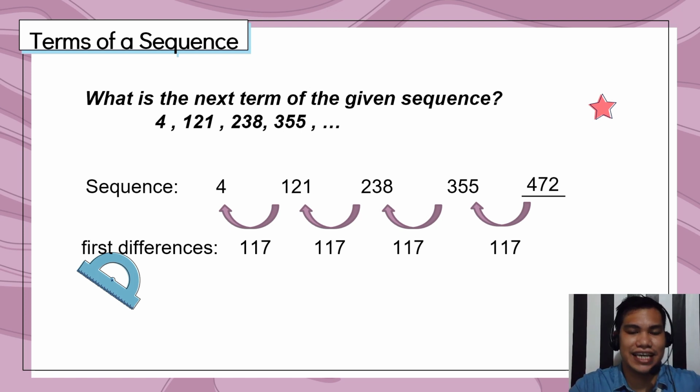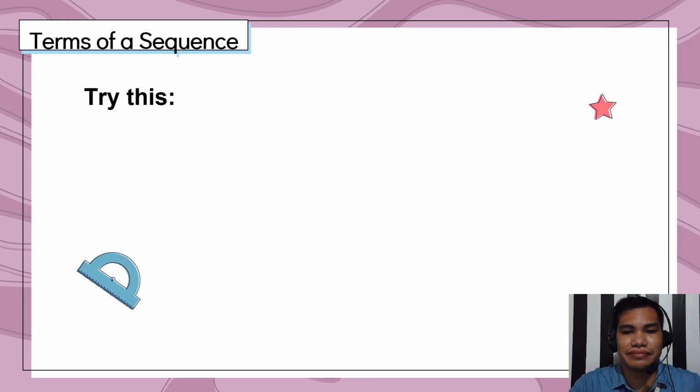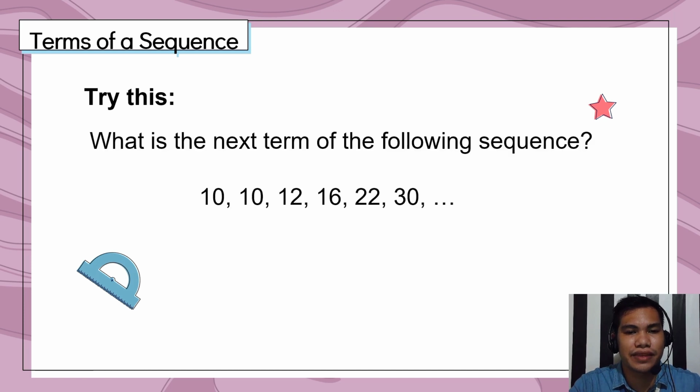Pansit. Sige. Now, it's your turn. You try this one. What is the next term of the following sequence? 10, 10, 12, 16, 22, and 30. So, unsay sunod niya, ana? Sige. It's your turn to try.